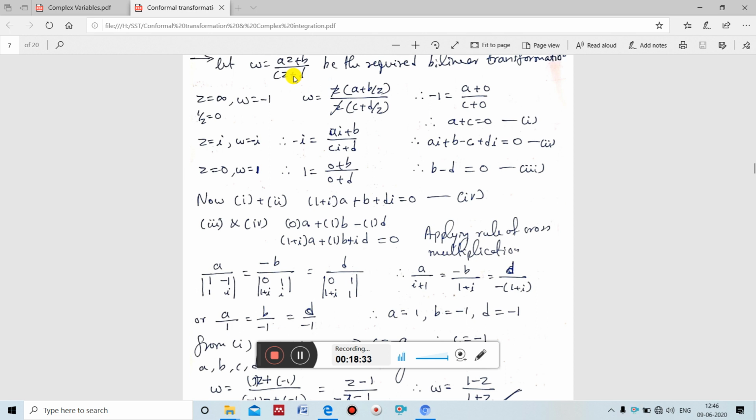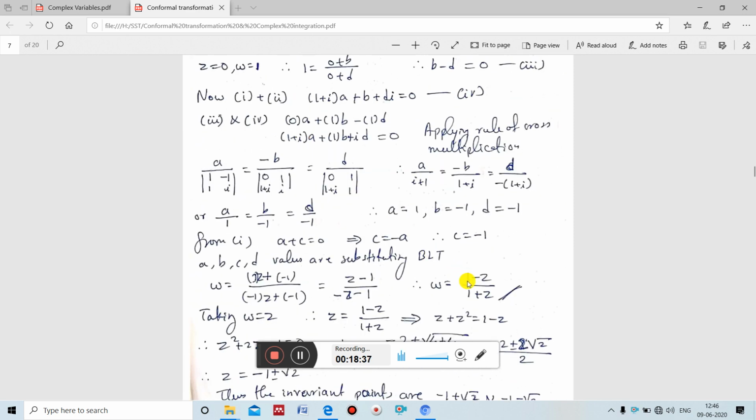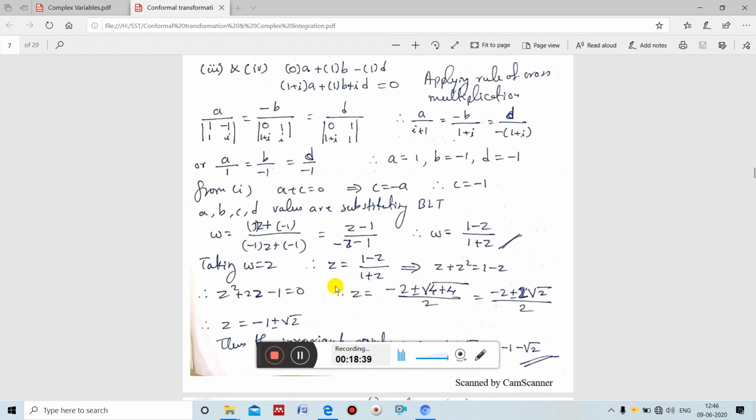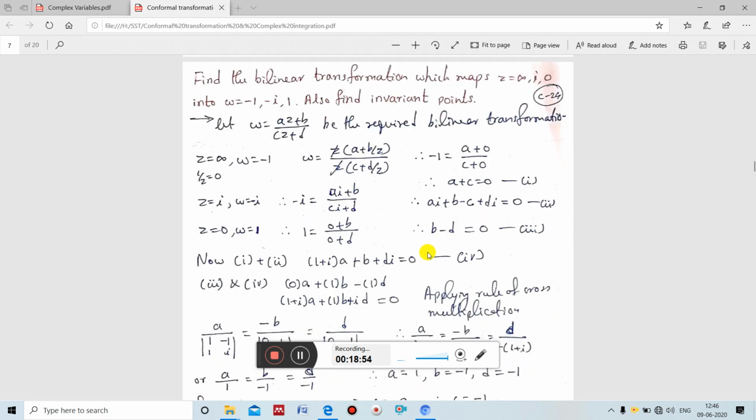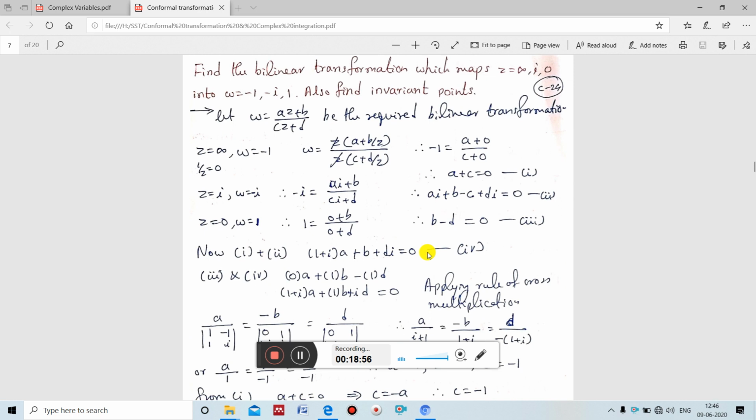If they have given an invariant point, put w is equal to z in the bilinear transformation, we get a quadratic equation in terms of z. On solving the quadratic equation we get 2 points, and those 2 points are called invariant points or fixed points. So if in the question they have given a fixed point, it means the same as an invariant point. So this is the bilinear transformation. For all the examples the procedure is the same.